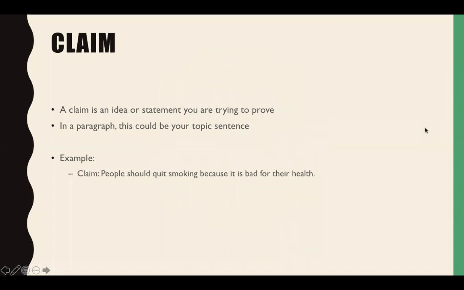For your claim, the claim is an idea or statement you are trying to prove. So in the main body paragraphs, these are going to be your topic sentences. For example, the claim could be people should quit smoking because it is bad for their health. This is a claim that the author is going to need to prove, and they're going to use the rest of their paragraph to prove it. Like I said, this will normally be the topic sentence in the paragraph.